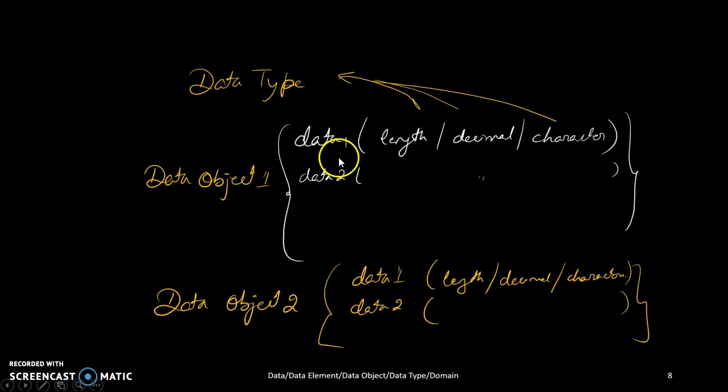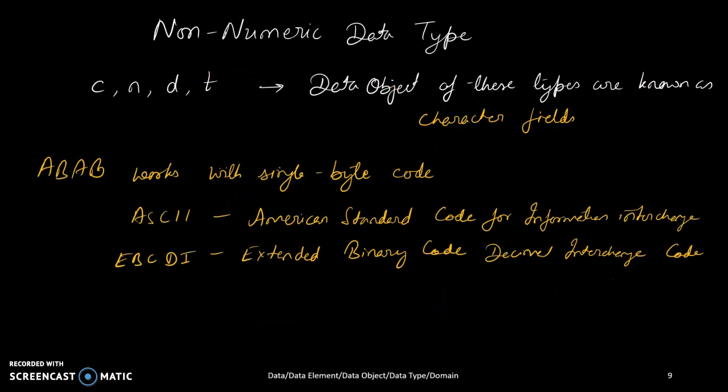So any data with different technical attributes will have its attributes defined through the data type, and based on the attributes we put it into different data objects. The data objects of these types, numeric or non-numeric, are known as character fields. If non-numeric, they are known as character fields.